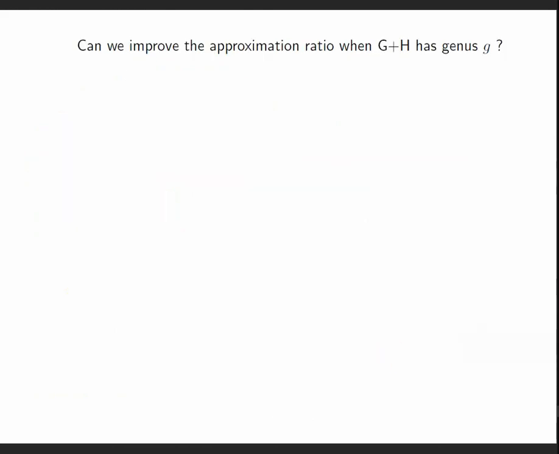The second natural open question is whether one could improve our approximation ratio of big O of g squared times log g in the case where G plus H has genus g. Let me suggest one direction that already leads to an improved approximation ratio of big O of g squared, but may potentially improve it further.